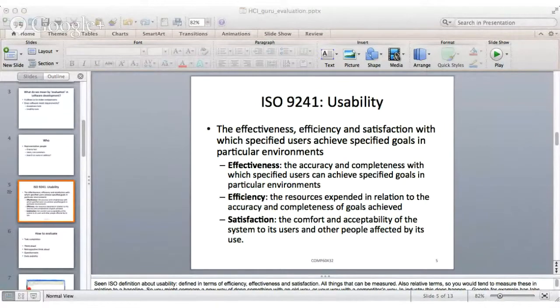Okay, so this is the ISO standard for usability. It's quite dry, I don't want to spend too long looking at it, but it's useful to have it, I think. Okay, so according to ISO, usability is the effectiveness, efficiency, and satisfaction with which specified users achieve specified goals in particular environments. So it's quite specific.